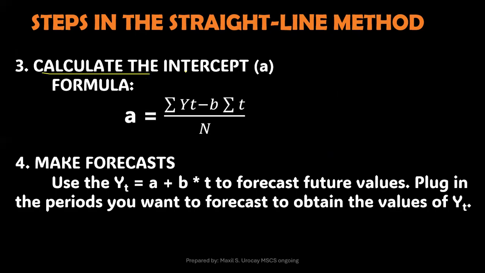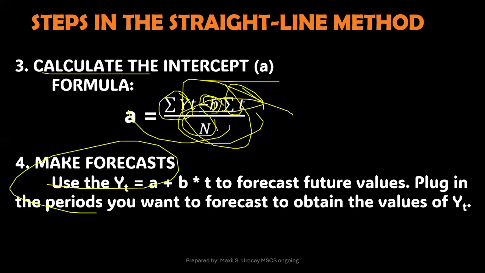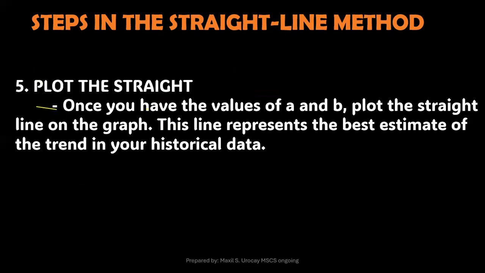You have to calculate the intercept a as well, using this formula. You cannot get the intercept a if you were not able to get the slope first, because the formula uses the slope b. So a is the summation of yt, minus b, the slope, times the summation of t, all over n. Then you make the forecast using yt equals a plus b times t to forecast the future values, plugging in the periods you want to forecast to obtain the values of yt. That is easy.